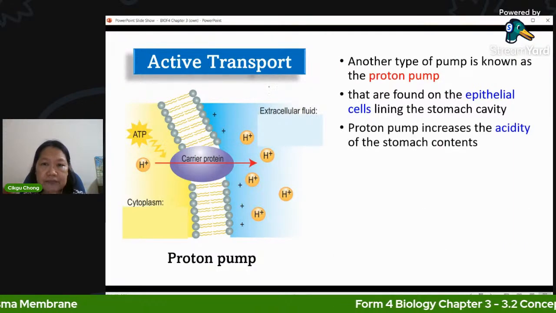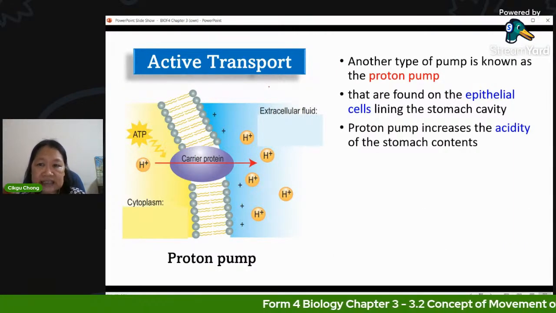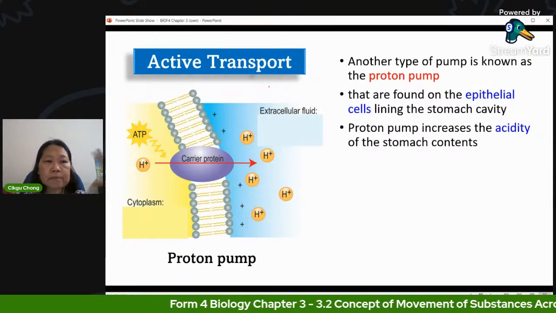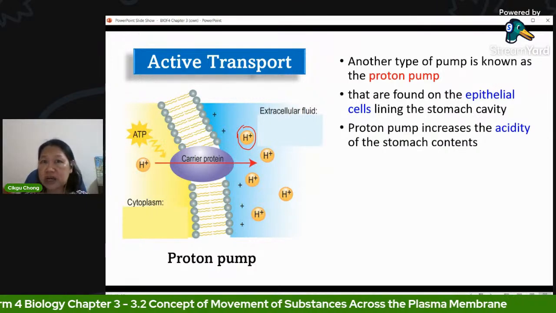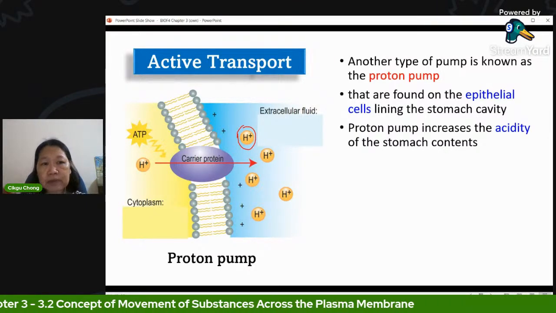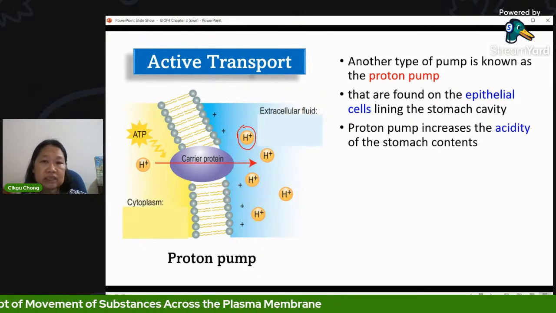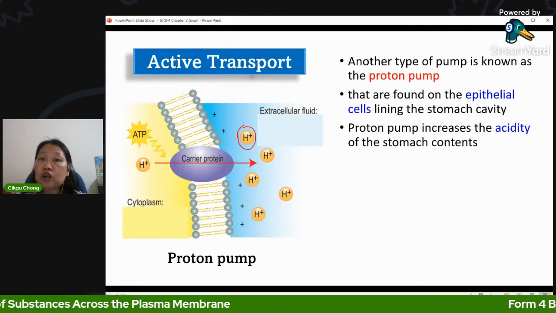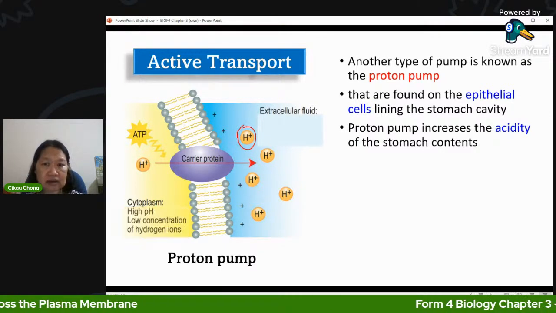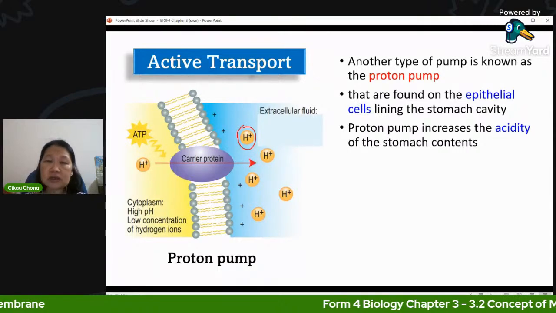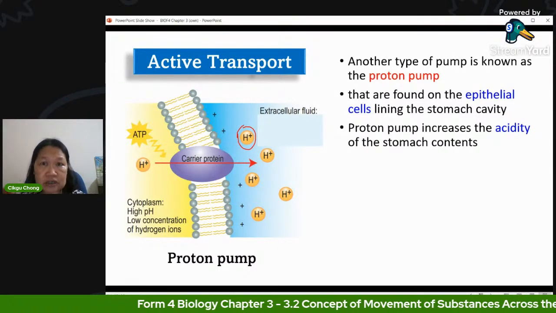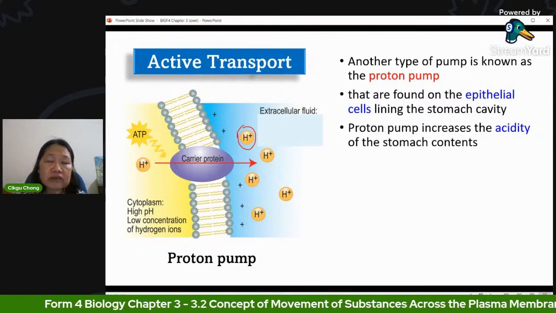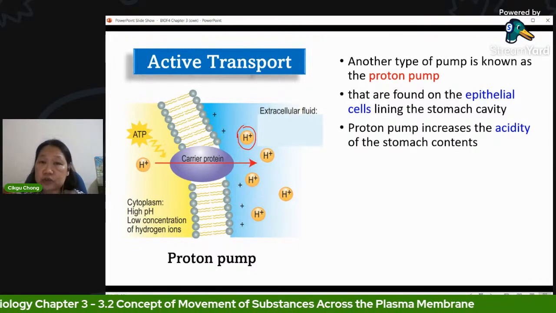So you see here, the proton pump increases the acidity of the stomach contents. It pumps the hydrogen ion out, and as you know, hydrogen ion is the one that makes it acidic. The carrier protein pumps it out, so your stomach content becomes acidic. And it's good, because one of the functions of this hydrochloric acid is to kill bacteria in the food.